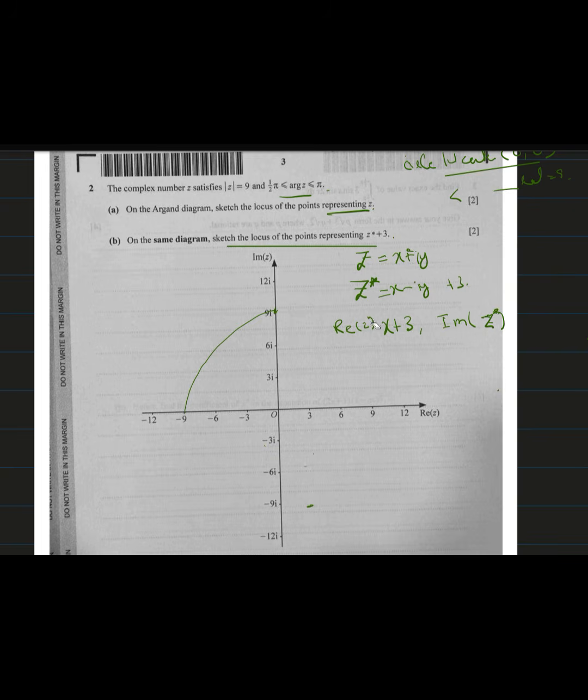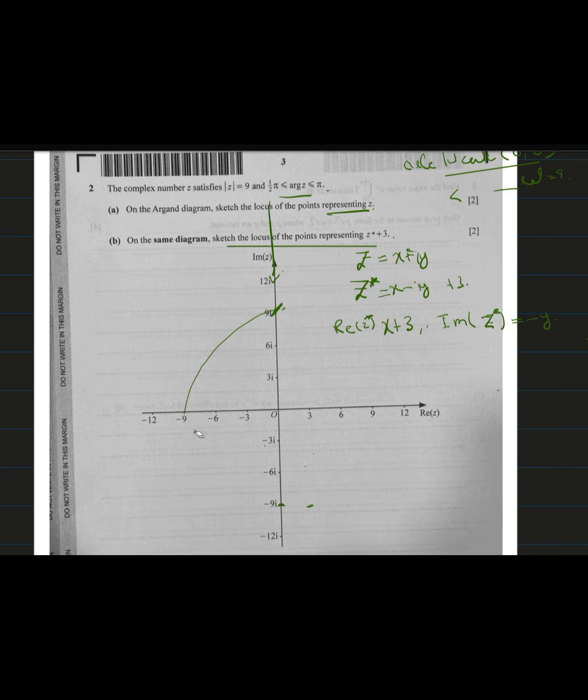Imaginary part of z, conjugate of z becomes minus y. So minus y would mean that, for example, if we have this construction over here, this would go from minus 9 to plus 9 to minus 9. So that would mean that the argument is basically shifting. At this point the argument is pi by 2. This is going to minus pi by 2.